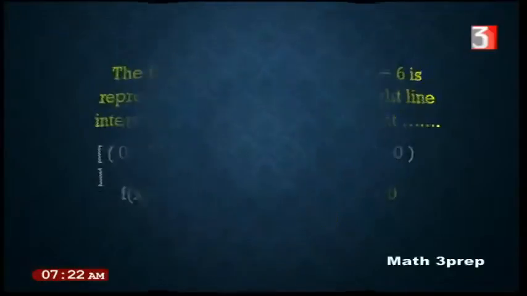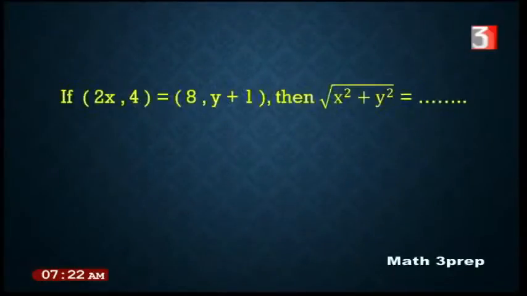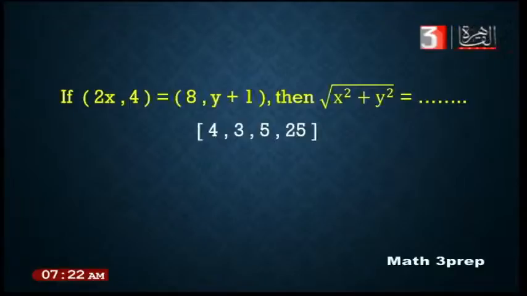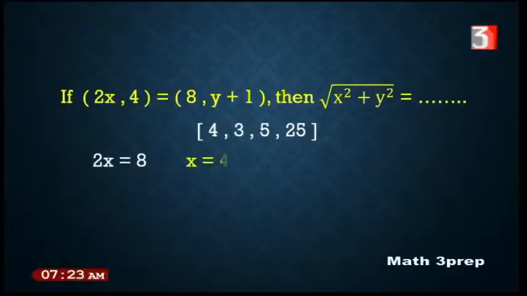Another example. If (2x, 4) equals (8, y plus 1), then square root of x squared plus y squared equals what? Is it 4 or 3 or 5 or 25? First of all, you have two ordered pairs equal. So the x coordinate of the first point equals the first coordinate of the second point. So it is 2x equals 8. Then x equals what? 4.